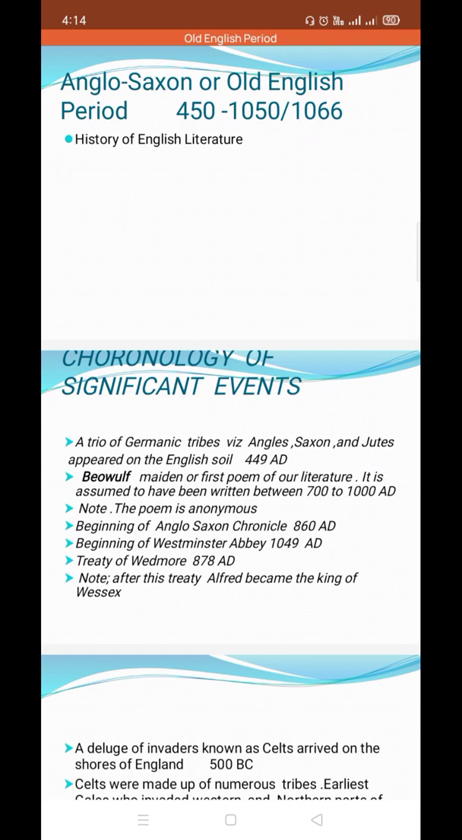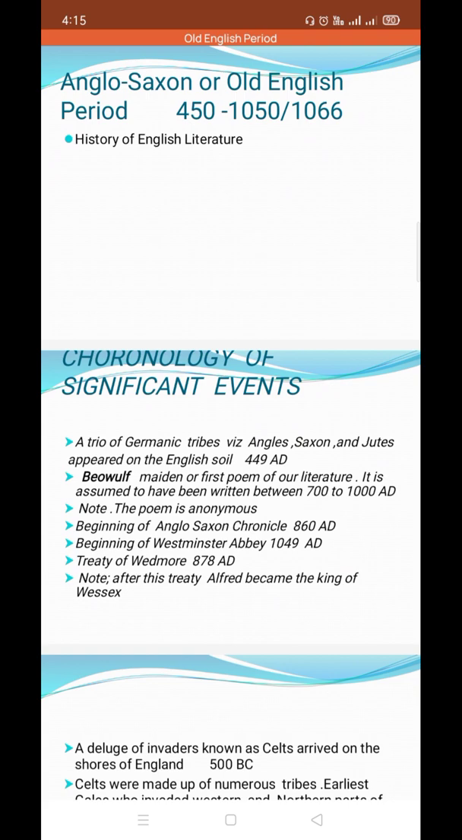Anglo-Saxon Chronicle, which is the history of the Anglo-Saxon period and the most comprehensive history, was started around 860 AD. Westminster Abbey, which is a graveyard where Sir Geoffrey Chaucer was also buried, was initiated in 1049 AD.